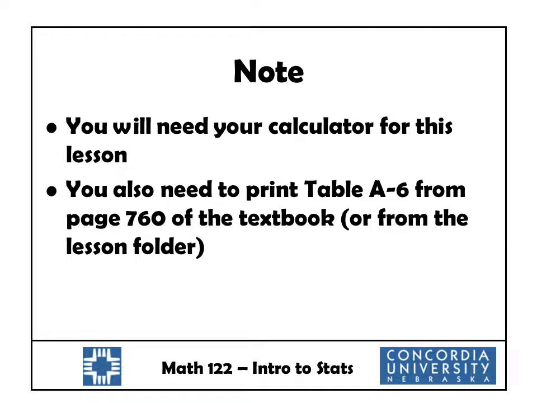For this lesson you will need your calculator, and you will also need to print Table A6 from page 760 of the textbook. This can be done very easily by going to the ebook section of Course Compass, go to page 760, and then simply print that page.